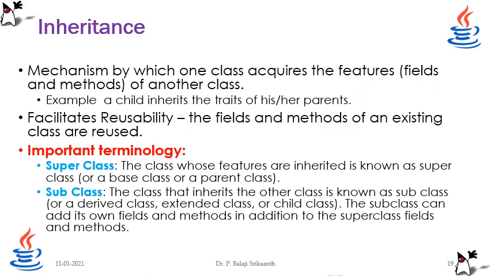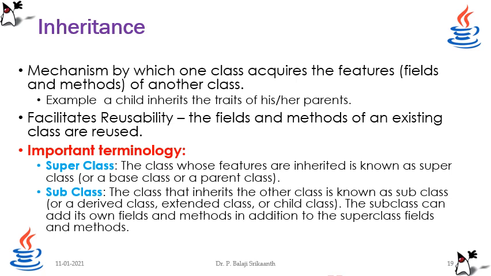Then inheritance. Inheritance is a mechanism by which one class acquires the features, that is the properties, that is fields and methods, of another class. For example, a child inherits the traits of his or her parents. What is the advantage of inheritance? It facilitates reusability. The fields and methods of an existing class are reused.